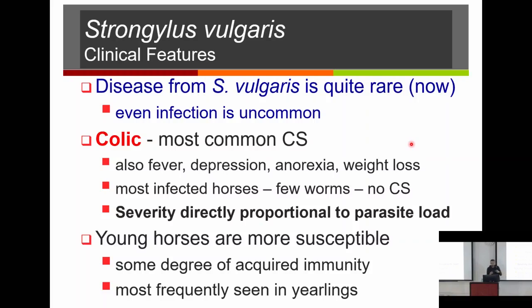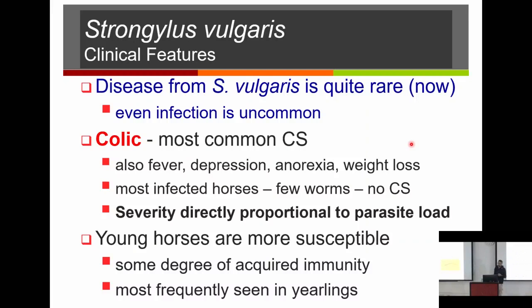Most infected horses with few worms, if the worm numbers are low, you will not see any clinical signs. So the severity of this disease highly depends on the parasite load, how many parasites there are. Young horses, yearling animals, are more susceptible. Some degree of acquired immunity develops, and the disease is most frequently seen in yearling horses.